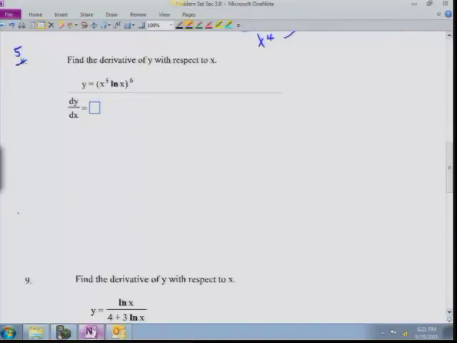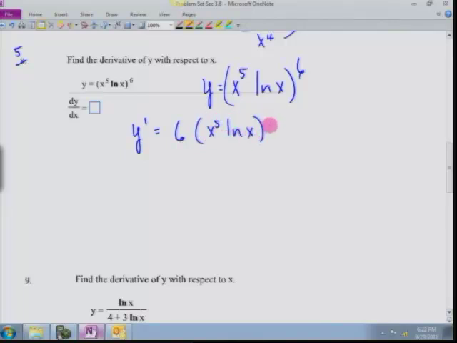This one, now we get a little bit of work because it's a product. All right, find the derivative for y equals x to the 5th ln x, all to the 6th. Okay? So first of all, you've got what going on? Chain. So we've got y prime is equal to 6 times this thing to the what? Times the derivative of x to the 5th ln x. Correct.